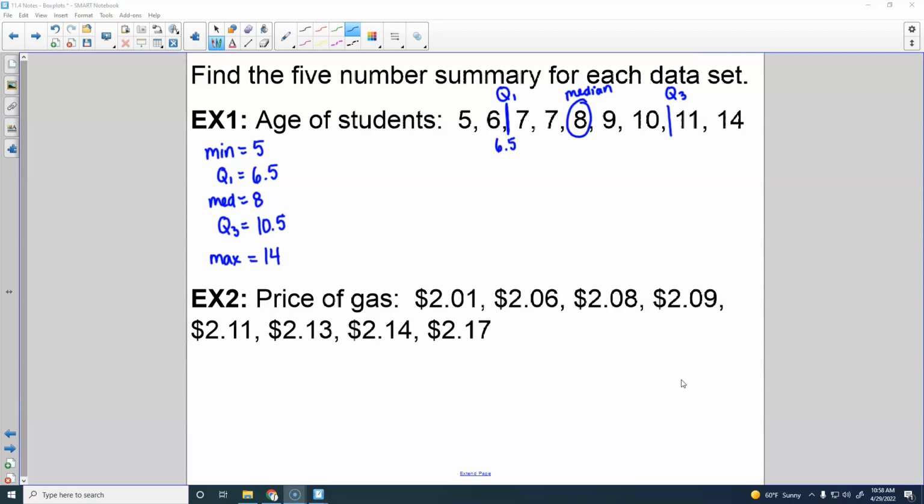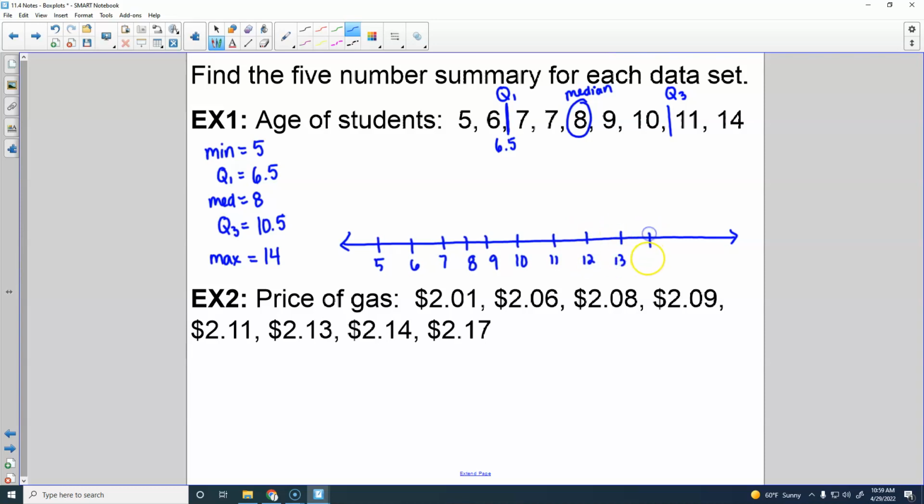Okay, so whenever we make a box plot, this is what we will do. We will make a number line on the bottom, and it has to go at least from 5 to 14. I can probably just go 5 to 14 without having to skip any numbers here. So 5, 6, 7, 8, 9, 10, 11, 12, 13, 14.